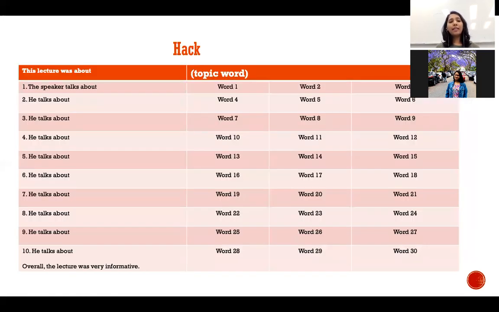You use this template if you want to. If you're using another one, doesn't matter. But if you have no template, feel free to use this one. So the speaker talks about the word 1, 2, and 3. So here also you will speak the words in groups of 3. You'll speak until about 34 or 35 seconds, until about 90% of the recording, and then you conclude by telling overall the lecture was very informative.